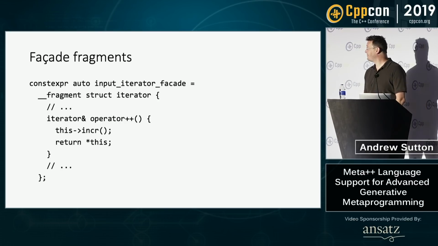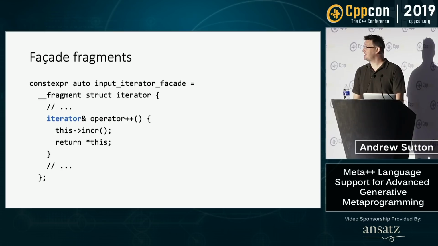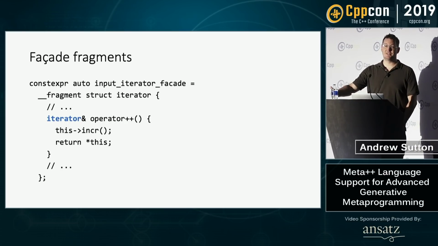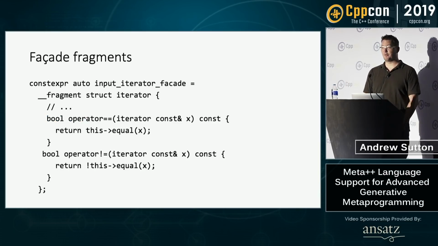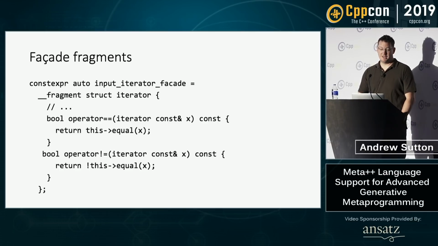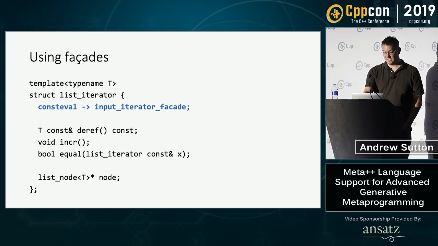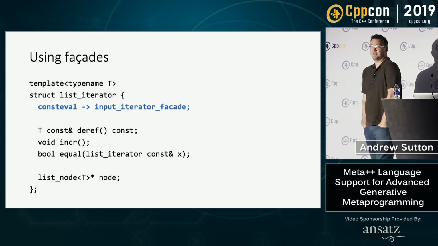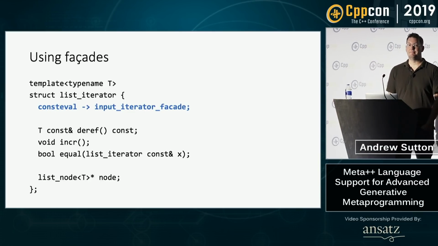Incrementing, same idea. You can see this arrow increment. The only thing interesting here is that we actually name the type itself. Effectively, what's going to happen when we inject this declaration into an actual iterator is that the name will be replaced by the name of the iterator itself. The equality operators we can derive this way. Not particularly exciting at this point. Again, they self-reference this type. Using the facade is pretty trivial. We just use an injection declaration, consteval arrow input iterator facade, and you're done.